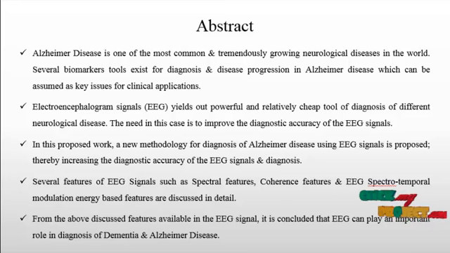In this proposed work, a new methodology for diagnosis of Alzheimer's disease using the EEG signal is proposed, thereby increasing the diagnosis accuracy of the EEG signal. Several features of the EEG signal, such as spectral features, coherence features, EEG spectral temporal modulation, and energy-based features, are described in detail. From the features discussed above, it is concluded that EEG can play an important role in the diagnosis of dementia and Alzheimer's disease.